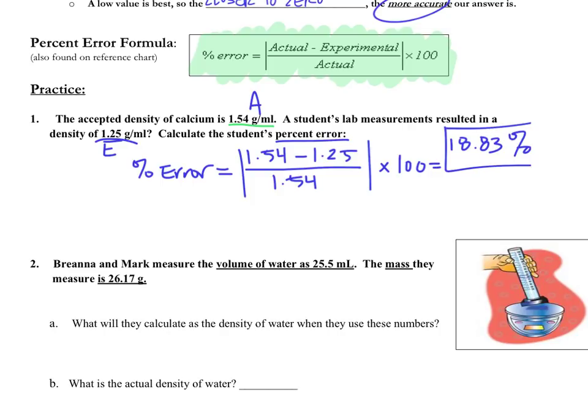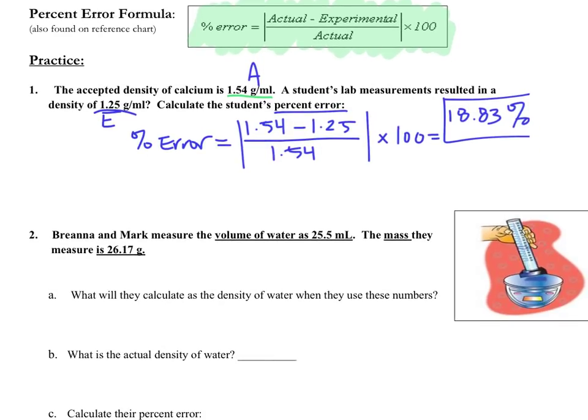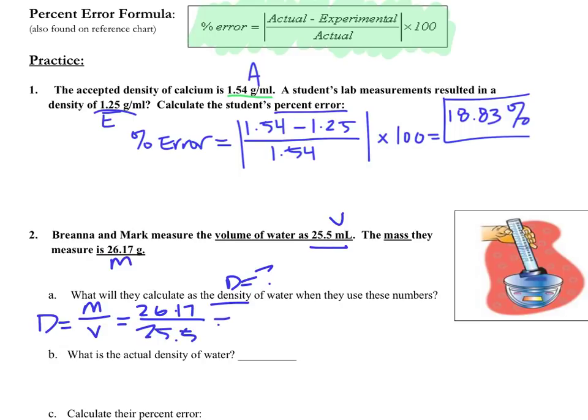So here's another example. It says Brianna and Mark measure the volume of water as 25.5 milliliters. The mass they measure is 26.17 grams. What will they calculate as the density of water when they use these numbers? So let's calculate density. First it gives us the volume, V, and then it gives us M, 26.17. I need to calculate D, density. So density equals mass divided by volume. So the mass is 26.17 divided by the volume, 25.5.